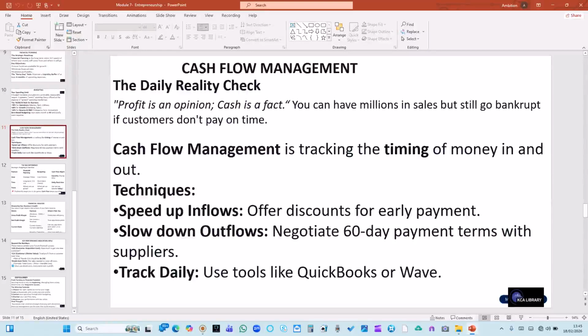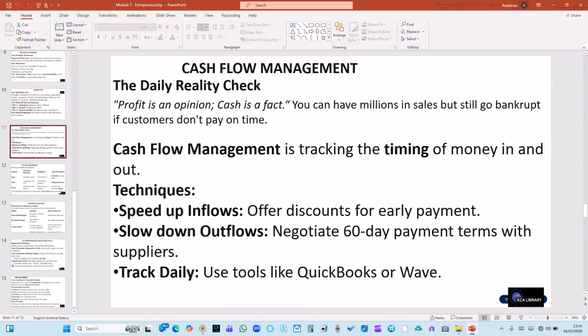That is the daily reality check. Profit is an opinion. Cash is a fact. You can have millions in sales, but still go bankrupt if customers do not pay on time. So cash flow management is very much sacrosanct. Profit is an opinion, cash is a fact. You can have millions in sales, but if your customers fail to pay, you will go bankrupt.